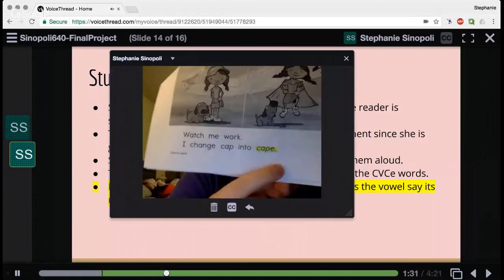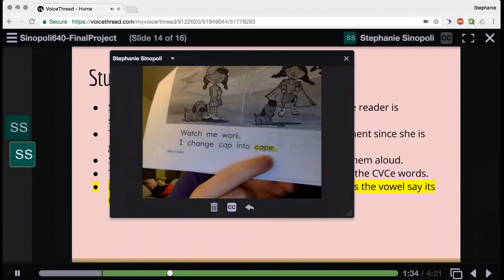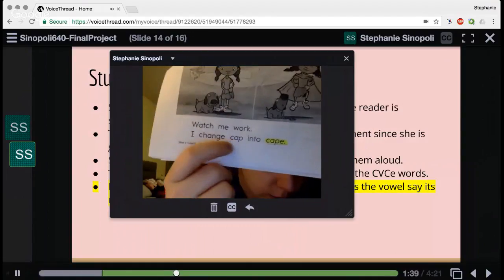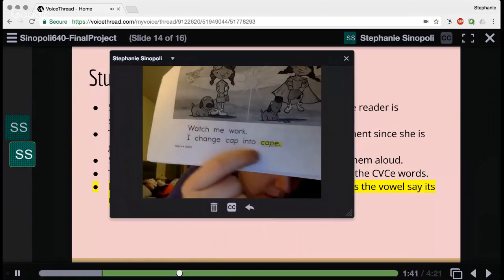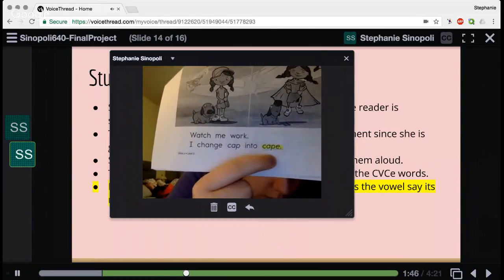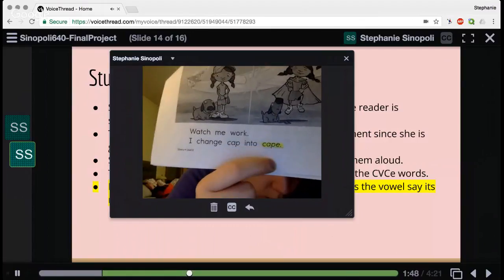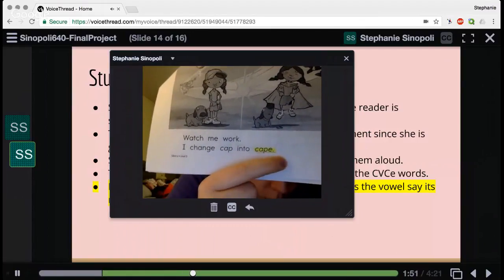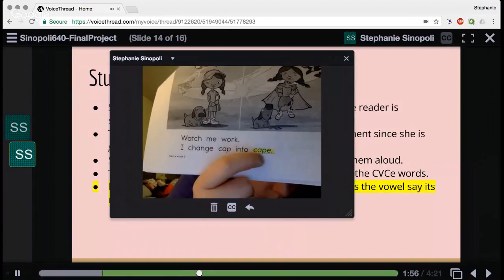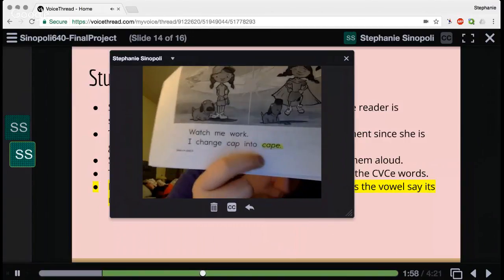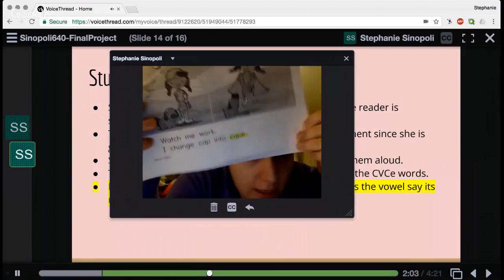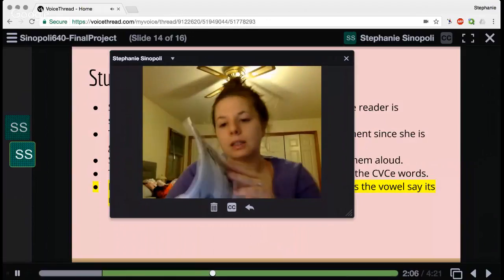Karen, do you see how I highlighted that word cape? I highlighted it because it has an E at the end. What is the difference between cap and cape? The E makes the A say its name. Use the sentence starter. The rule is that E makes the vowel say its name. Good, Karen. Okay, now it's going to be your turn to read the page and highlight the word with the silent E.